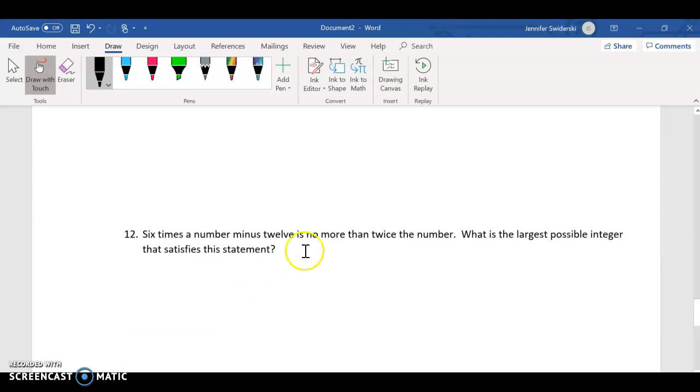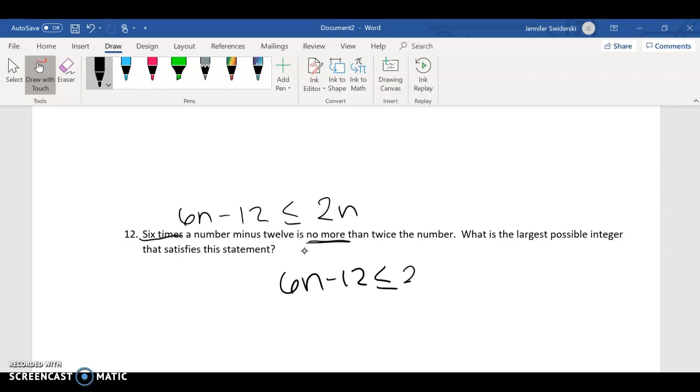12, it says 6 times a number. So I can write that as 6n. Minus 12 is no more than. Well, if I have no more than, it's going to be less than or equal to twice that number. All right, so I should have 6n minus 12 is less than or equal to 2n. Go ahead and solve that one on your own. Actually, we'll do it here.